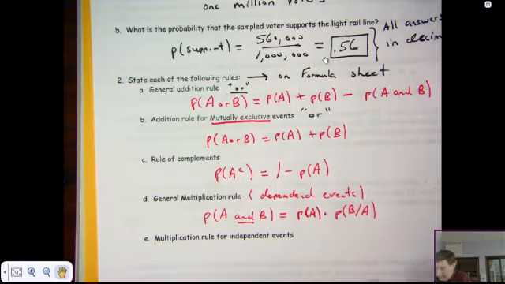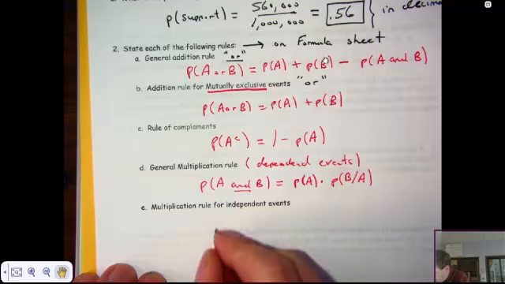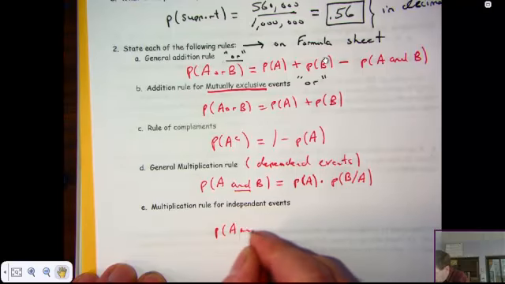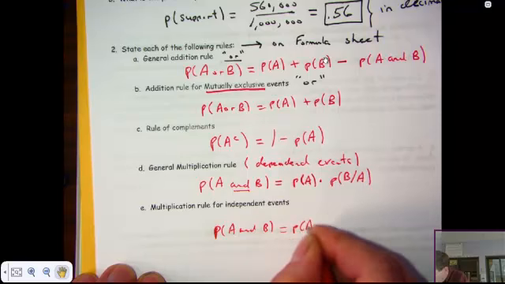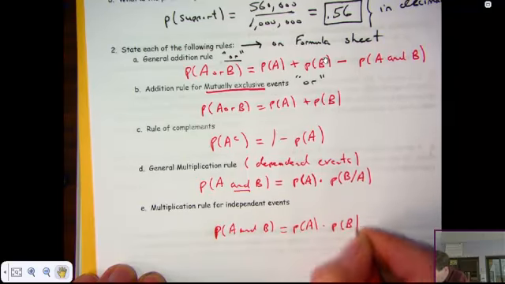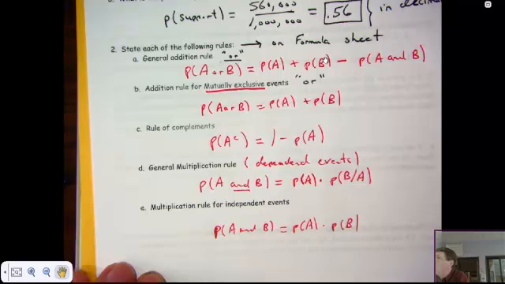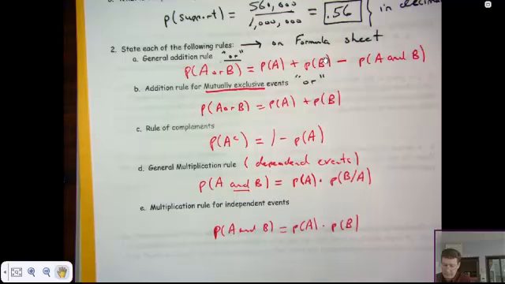And then if it's an independent event, then simply the probability of A and B is just the probability of A times the probability of B. So depending on the type of events is very critical to coming up with this.